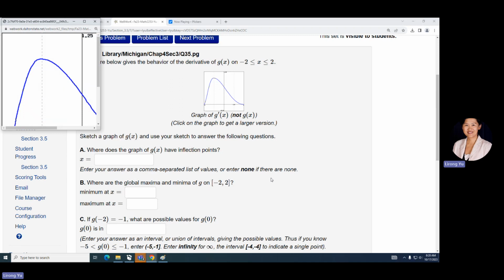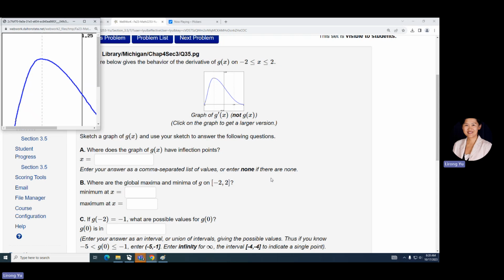The first question says, where does the function have an inflection point? This is a derivative. So an inflection point is when the concavity changes, from positive to negative or negative to positive. And when does it change? That will be the second derivative being positive or negative. So right at the inflection point, the second derivative is equal to 0.